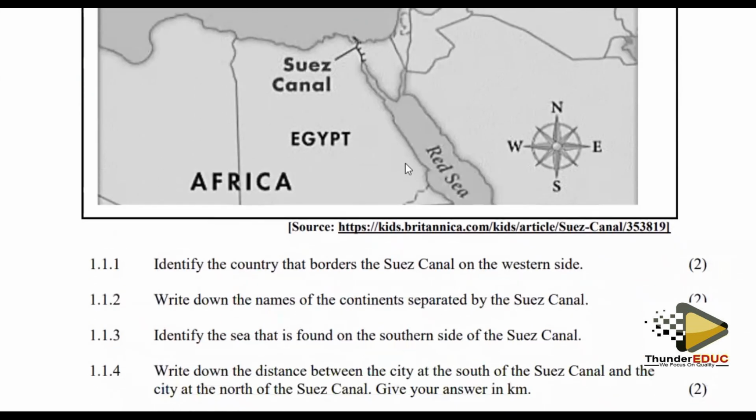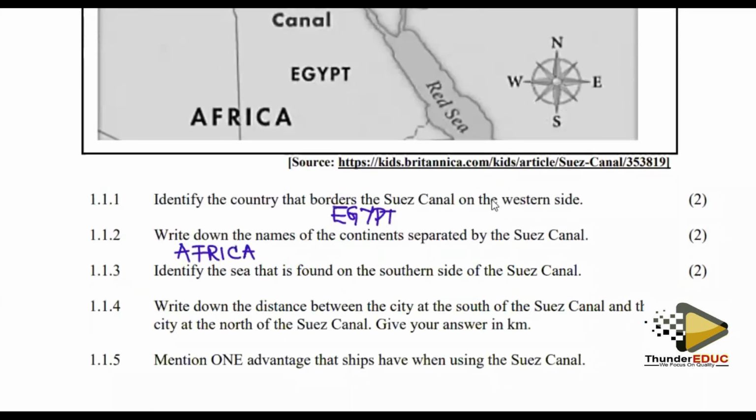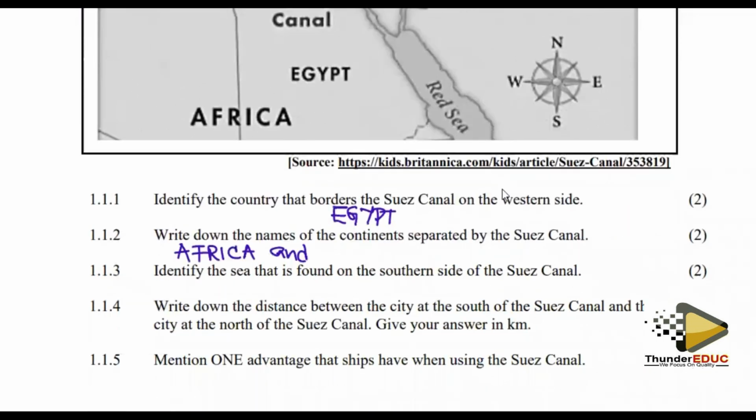The western side, it's the country, not the continent. So it's Egypt. So you write down the names of the continents separated by the Suez Canal. First and foremost, we have continent. We have what? Africa. Then when you come here, we have Asia. Africa and Asia.